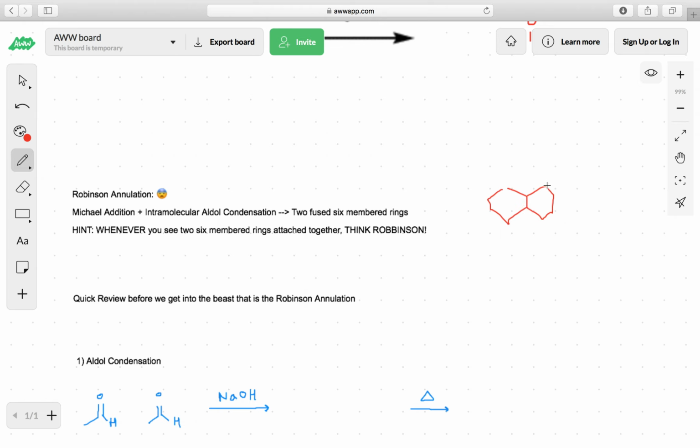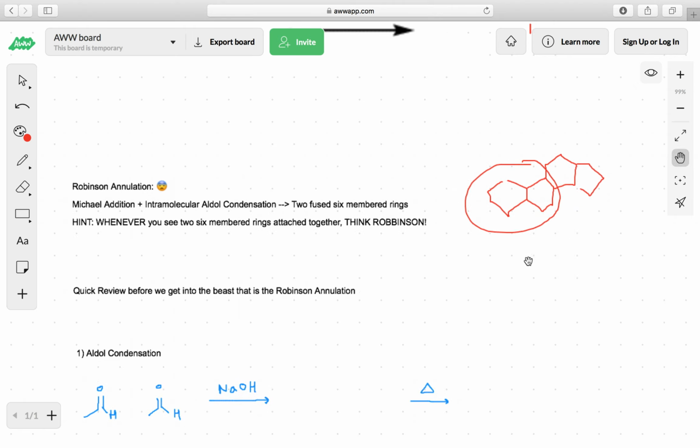And if you guys remember, cholesterol actually looks something like this. So you can see how these fused 6-membered rings are very important for biological drugs or even molecules in our body. So this is a very important reaction that still has synthetic applications today.